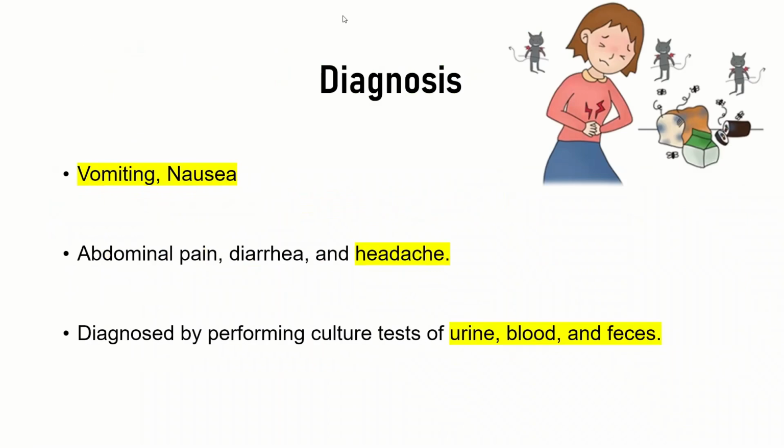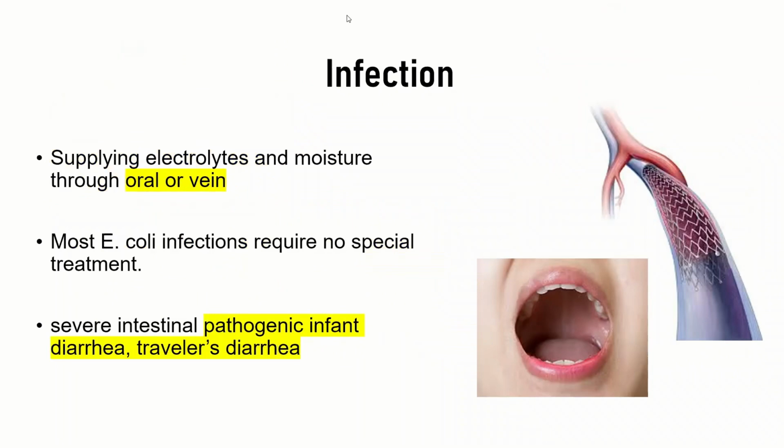Common symptoms of E. coli infection include vomiting, nausea, abdominal pain, diarrhea, and headache. E. coli infection is diagnosed by performing culture tests of urine, blood, and feces. It is treated by supplying electrolytes and moisture orally or through a vein. Most E. coli infections require no special treatment.